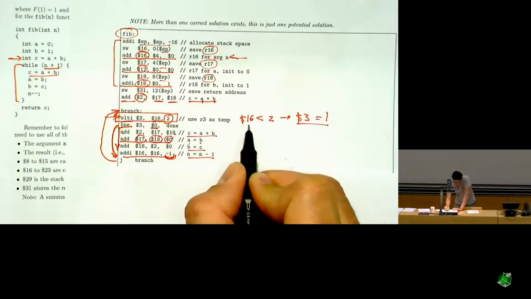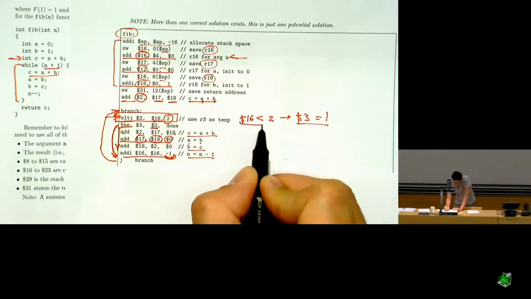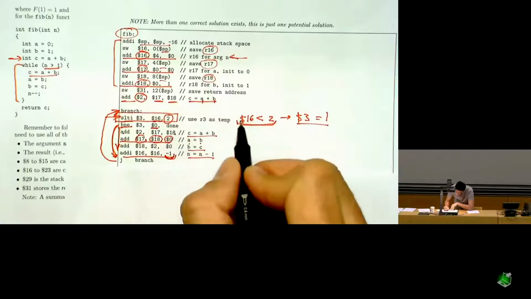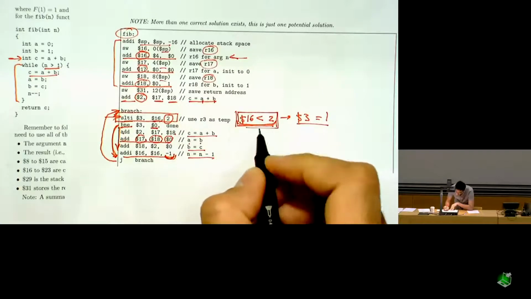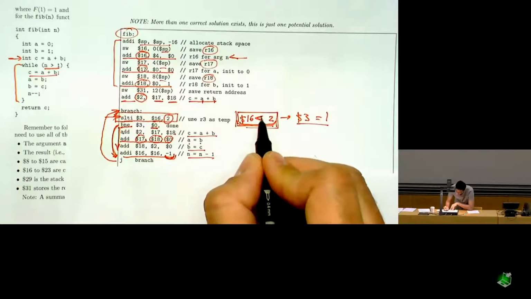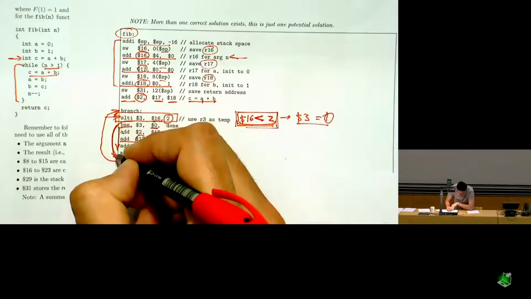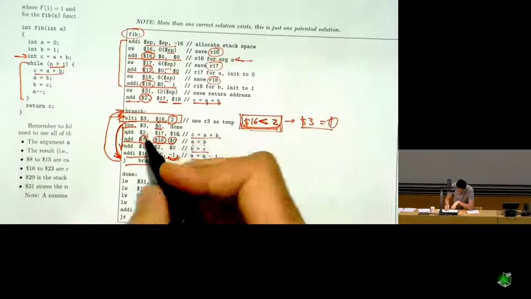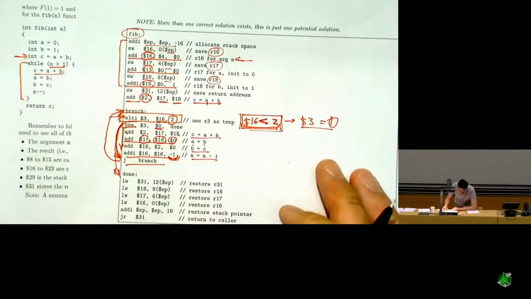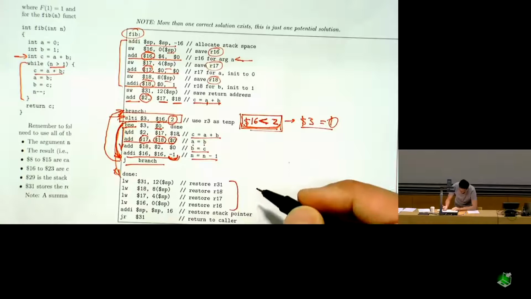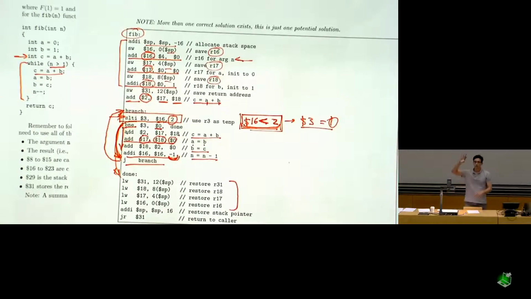When register 16, which contains N, is lower than 2, then this will be 0, and then here we will take the branch and we will jump down here, and we will finish the loop. And the very last part that you can find here in the code is this restore, because remember that in the beginning what we did was storing the content of these temporary registers in the stack. Now, right before leaving the function, we have to restore the contents of the registers.